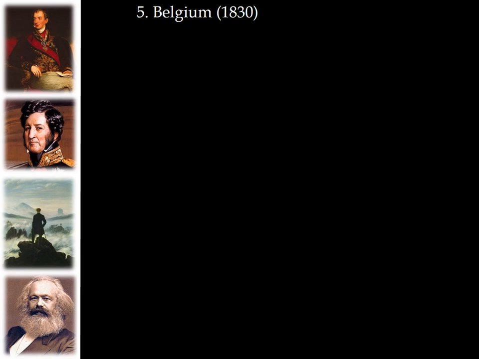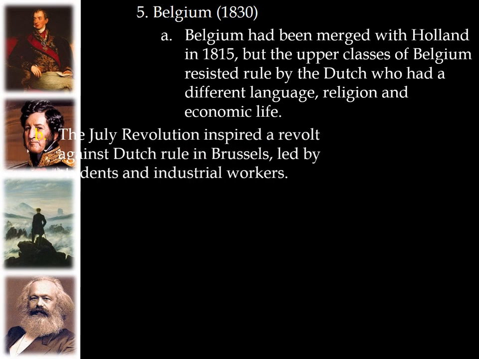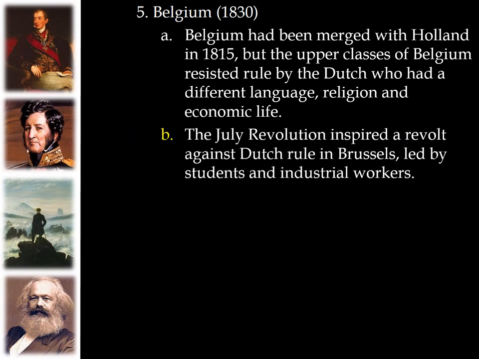Belgium, 1830. Okay, Belgium had been merged with Holland in 1815, we discussed at the beginning of this lecture, but the upper classes of Belgium resisted rule by the Dutch, who had a different language, a different religion, and a different economic life. So the July Revolution in France inspired a revolt against the Dutch rule in Brussels, led by students and industrial workers. When France sneezes, Europe gets a cold.